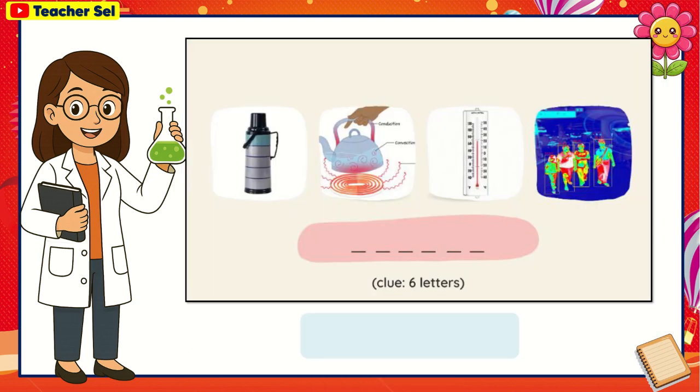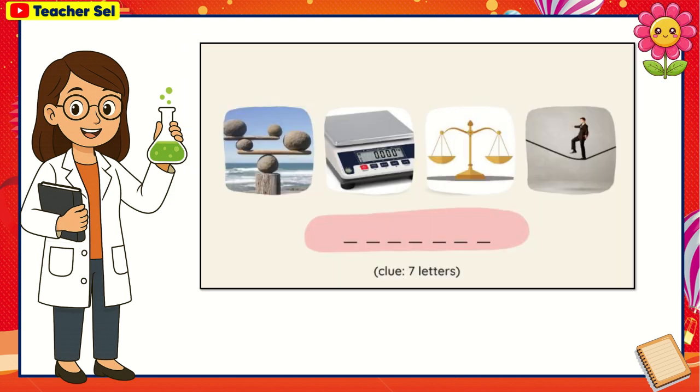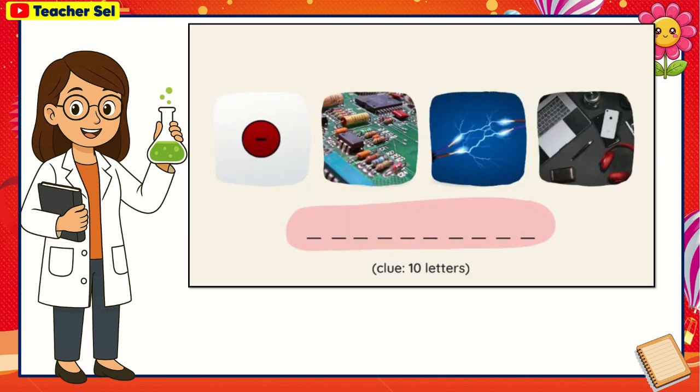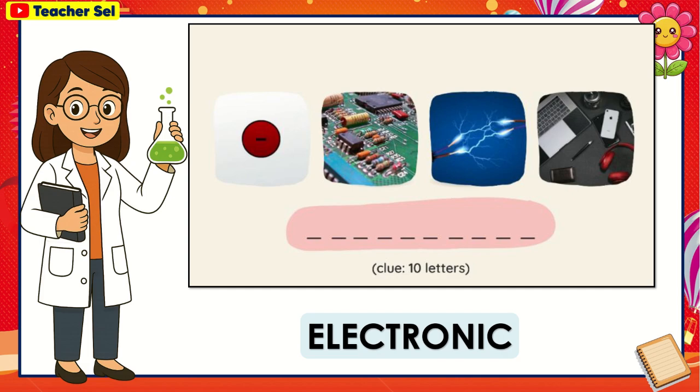For the first set of pictures, you're right, the correct answer is thermo. Next. Very good, it is balance. Next. You're right, it is digital. For the next picture, very good, it is electronic.